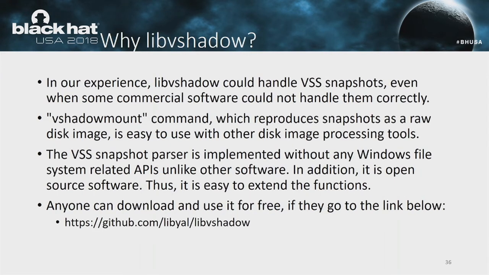So, why did we adopt LibVShadow? In our experience, LibVShadow could handle VSS snapshots even when some commercial software could not handle them correctly. The vshadowmount command, which reproduces snapshots as a raw disk image, is easy to use with other disk image processing tools. The VSS snapshot parser is implemented without any Windows file system related APIs, unlike other software. In addition, it is open source software. Thus, it is easy to extend the functions. And you can download and use it for free.